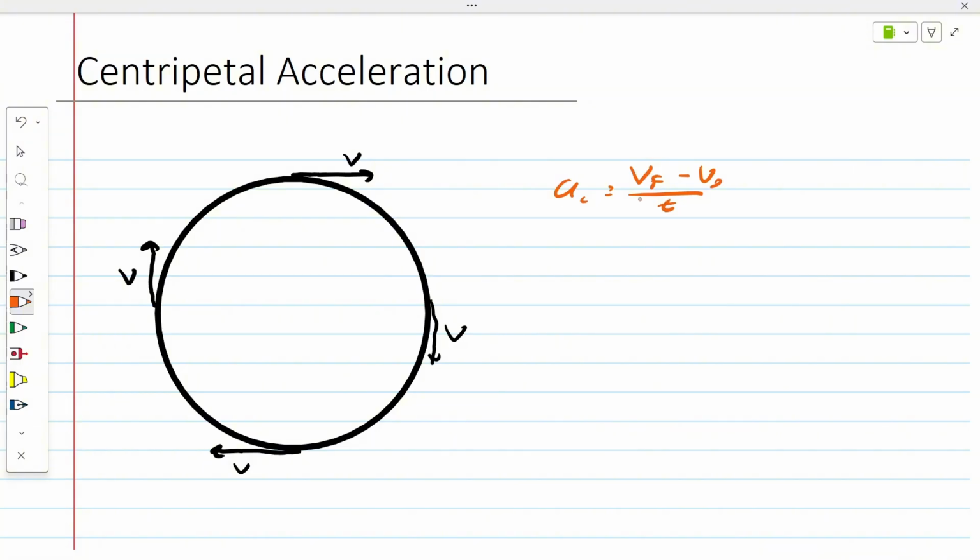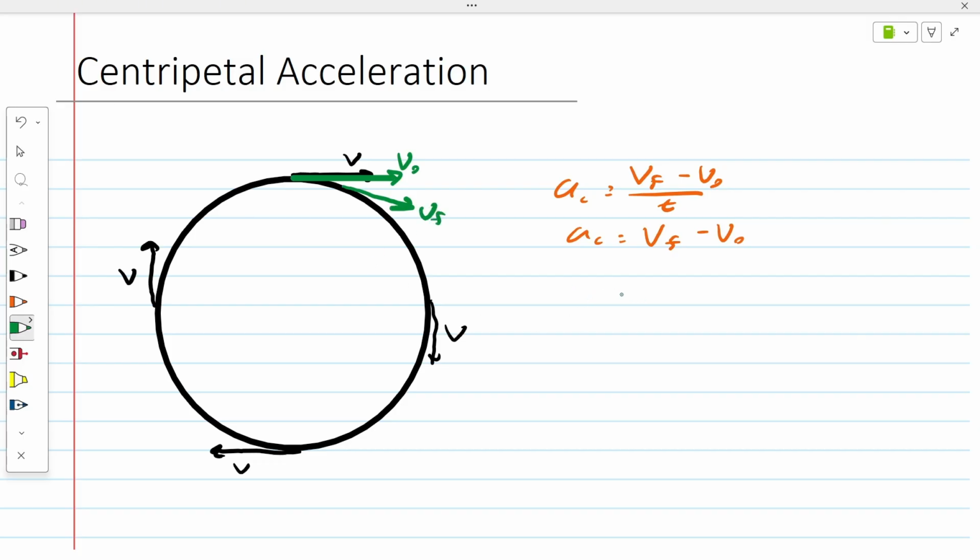So if we say a 1 second increment, we know that the centripetal acceleration direction, since time is a scalar, is just going to be the final velocity minus the initial velocity. So let's use this picture to figure this out. We have a velocity going in this direction, and we'll say this is velocity initial, and then after 1 second it's changed to this, which we'll say is velocity final.